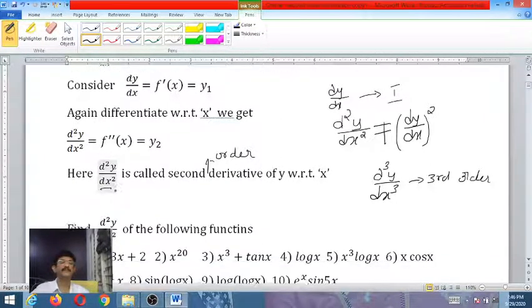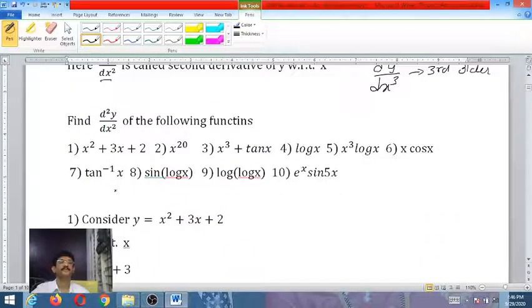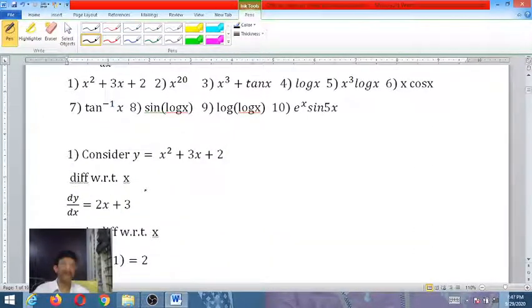Now let us come to some of the problems. Find d square y by dx square in the following problems. The first one is y equals x cube plus 3x plus 2. Differentiate with respect to x. So dy by dx will be 3x square, plus 3 as the derivative of 3x, and the derivative of 2 is 0. So it is 3x square plus 3.